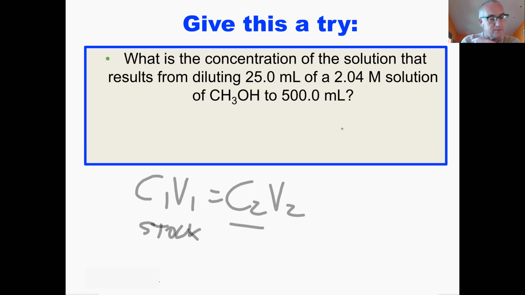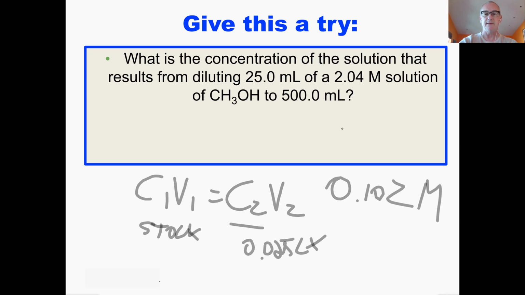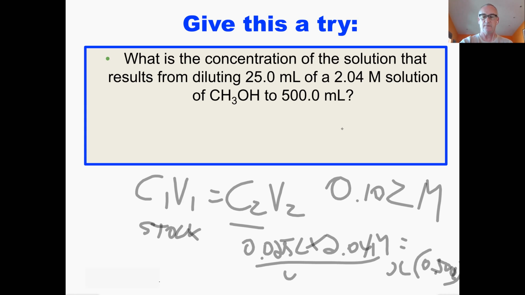Mawelan got there first. Yes, 0.102 molar. Just a simple matter, I was taking 0.25 liters times 2.04, and that equals X times 0.500 liters. Divide both sides by 0.500 liters and you solve for X. Yeah, there you go.